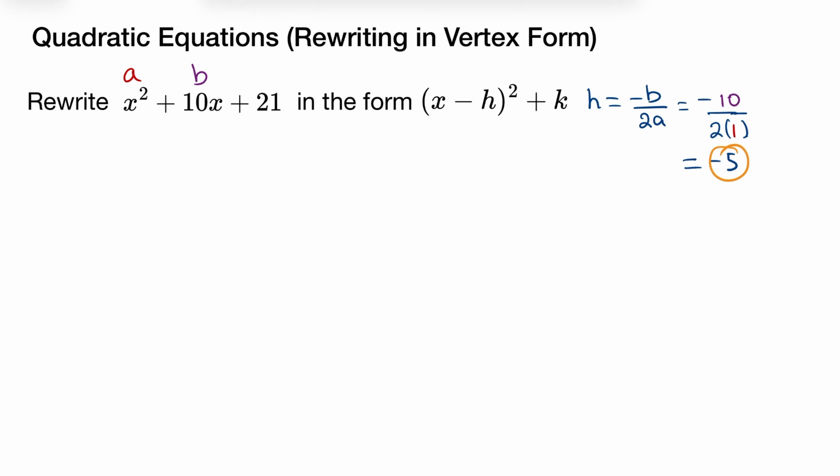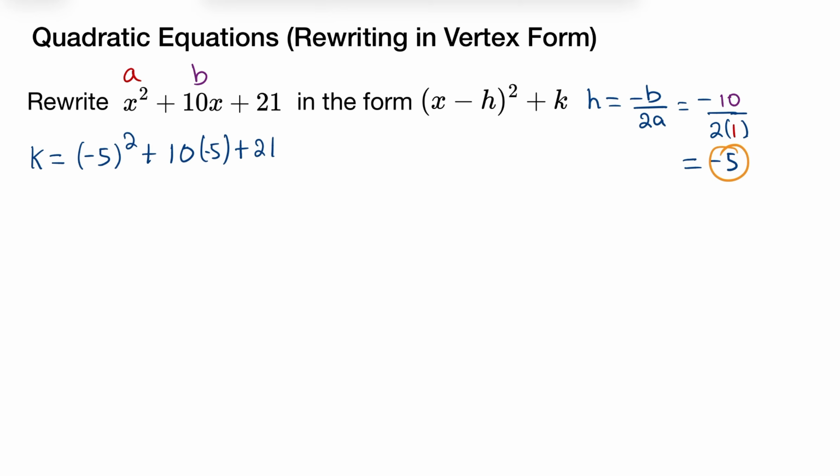Now, what do you think we have to do next? Well, we have to find k by plugging in x equals h. Let's go ahead and do that. So we'll set this up. So we have k equals, and we have x at negative 5. So that is negative 5 squared plus 10 times negative 5 plus 21.